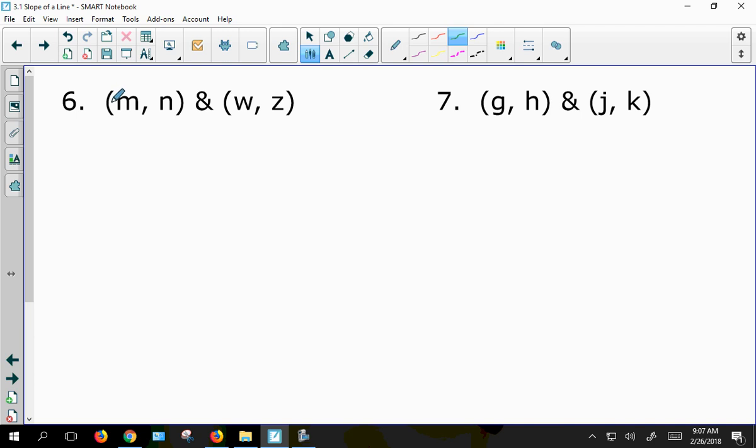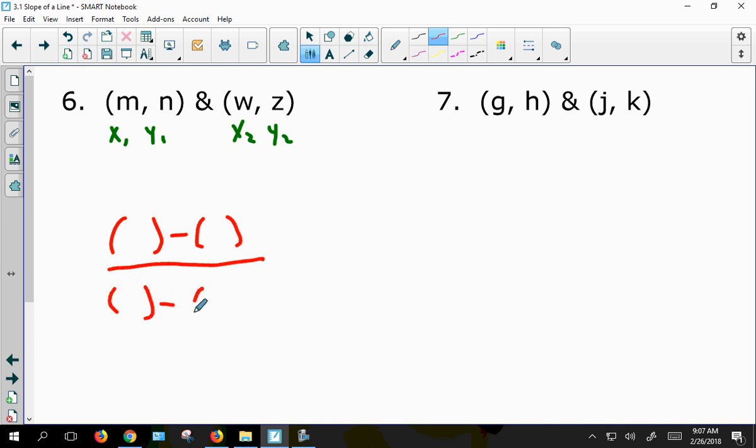Okay, what is this? m, n minus w, z. Well, this is still x1, y1, x2, y2. So I do parentheses, parentheses, minus parentheses, parentheses, over parentheses, parentheses, minus parentheses, parentheses. And then I put y2 here, which is z, y1 here, which is n, x2 here, which is w, x1 here, which is m. That's my answer. z minus n over w minus m. That's all I got. I'm done. It's very easy. Don't make it harder than it is.